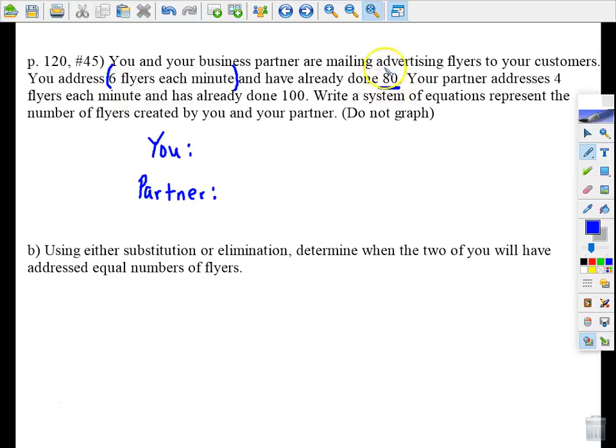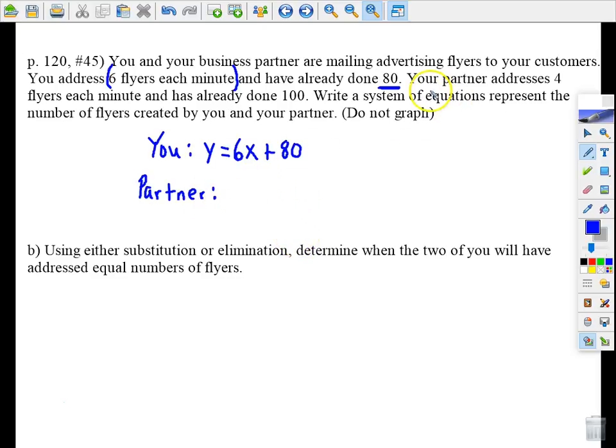This isn't going to change. You've already done 80 and it's fixed. That's not changing, but this describes a rate of change in the number of flyers that are made. So you're not told to use any certain variables, so I'm just going to use y for the number of flyers. Number of flyers made is determined by this rate of change, 6 times minutes, 6 per minute, and then we already have 80 that's already made. That's like a starting number. So that's my equation for you.